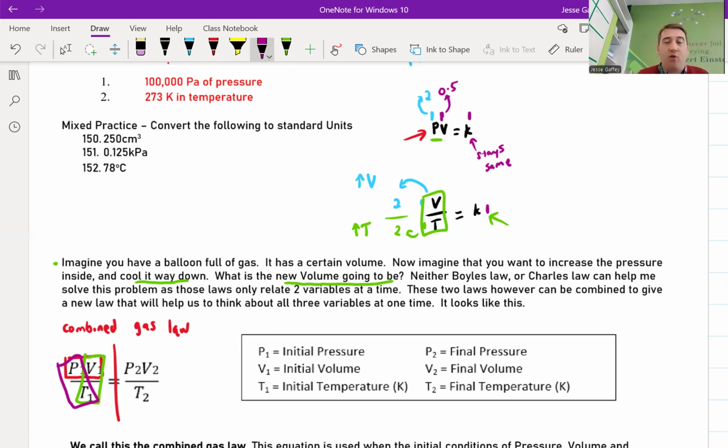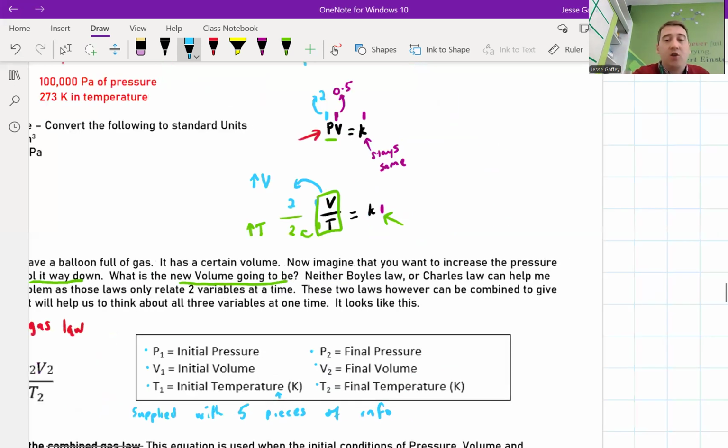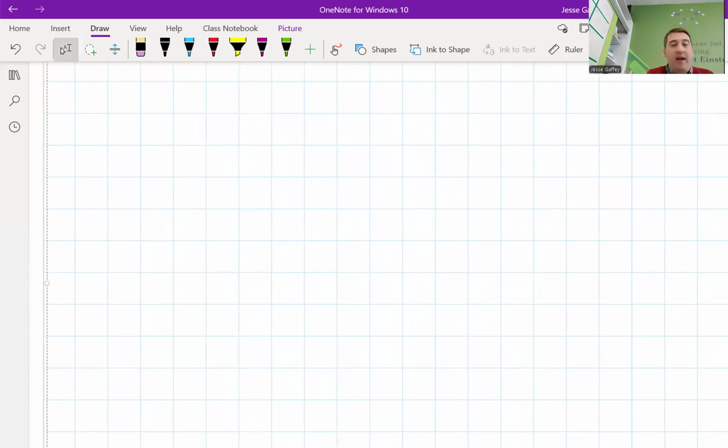Now, we're going to show you how to use it, and a key piece of information here is you're always going to be supplied with 5 pieces of info. 1, 2, 3, 4, 5, 6. You may have some additional calculations to do to work out some of these. You might be given a temperature in degrees Celsius, and you might have to convert to Kelvin. But in general, you're given 5 of these pieces of information, and you have to work out the 6th one. So I'm going to show you how to work this out.